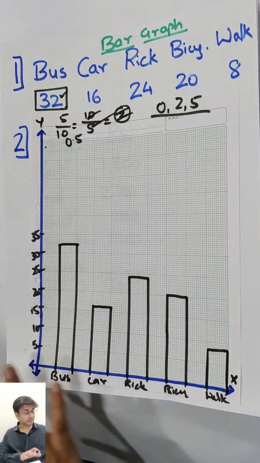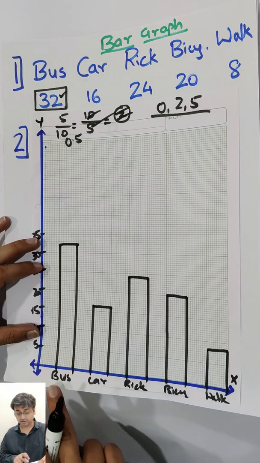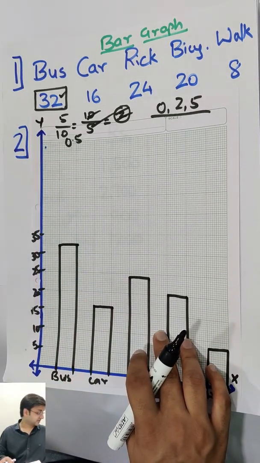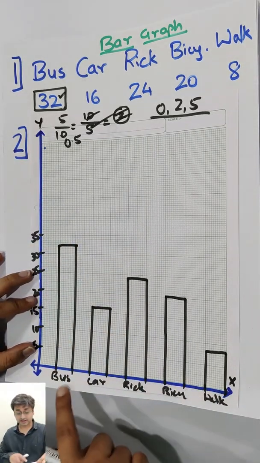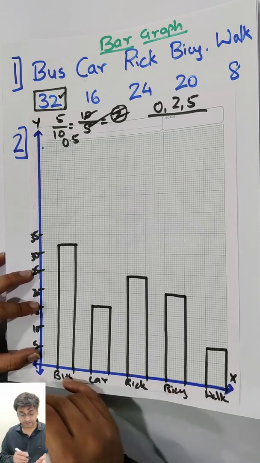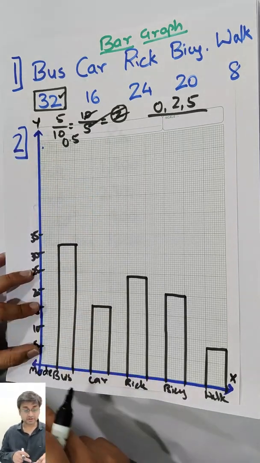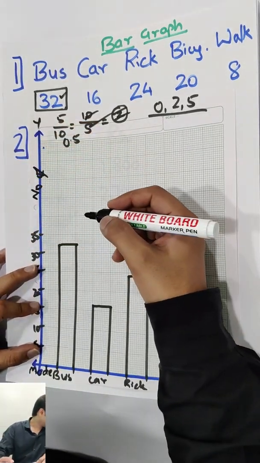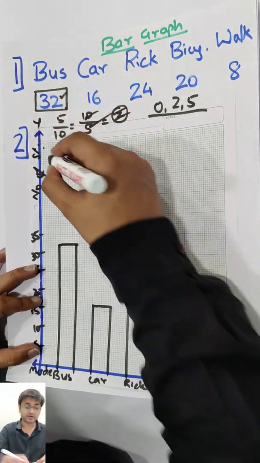Now you've got your bar graph ready, but you need to decorate this. What do I mean by decoration? So give the name for the x-axis and the y-axis. So your y-axis is number of people and your x-axis is the mode of transportation. So somewhere here you need to write mode. I don't have place, so I'm writing here. And here you're supposed to write the number of people or number of students, whatever is given. They say different modes to school, so students, so number of students.